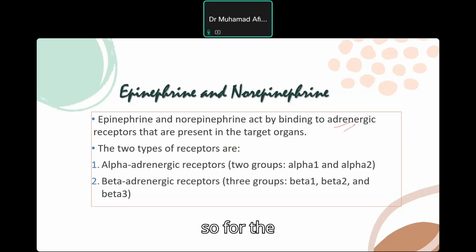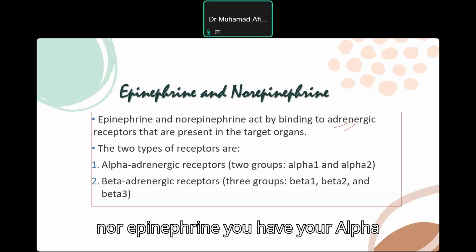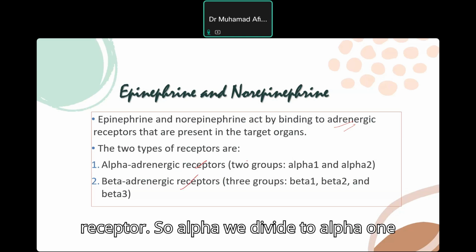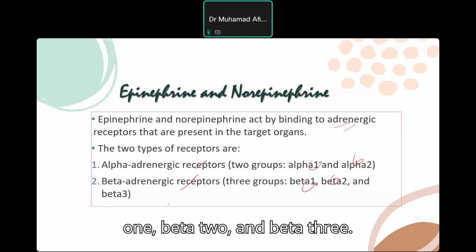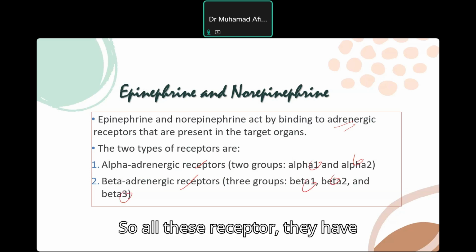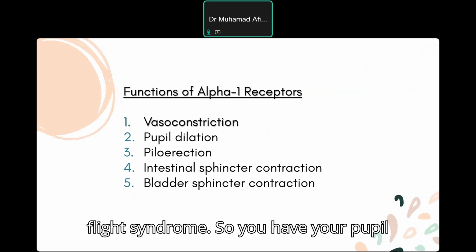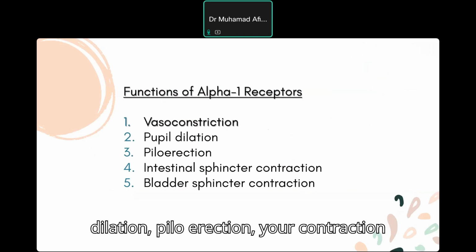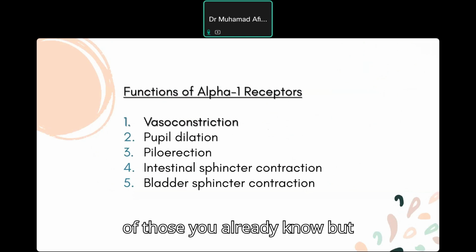For the receptors that mediate the effects of epinephrine and norepinephrine, you have alpha adrenergic receptors and beta adrenergic receptors. Alpha is divided into alpha 1 and alpha 2. Beta is divided into beta 1, beta 2, and beta 3. All these receptors have different effects. For the alpha 1 receptor, as you can see here, most of them are the effects you expect from fight or flight: pupil dilation, piloerection, contraction of your intestinal sphincter and bladder. All of those you already know.